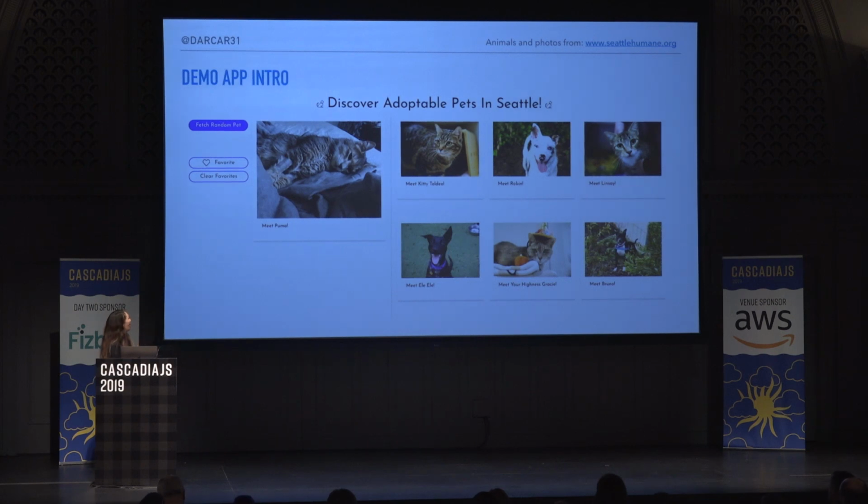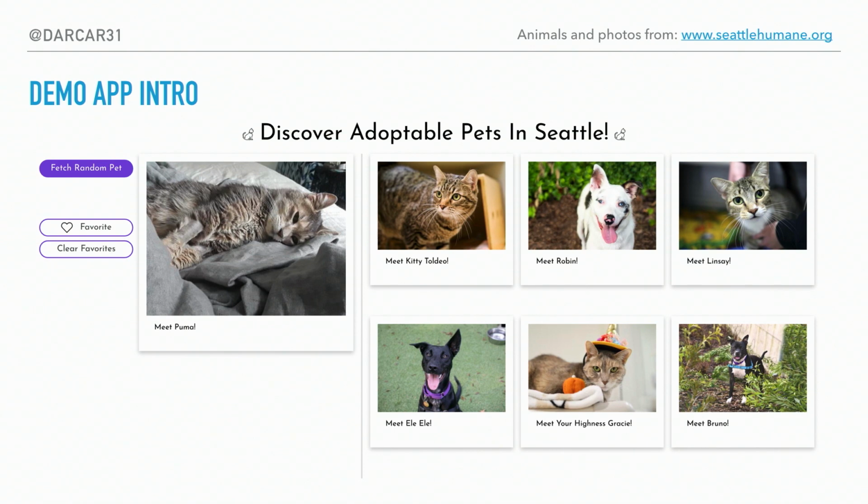So I have this demo app. It allows you to discover cute adoptable pets in the Seattle area, and all of the pets on here and in my app were adoptable as of last night. So if you find a really cute one, feel free to check out the Seattle Humane Society.